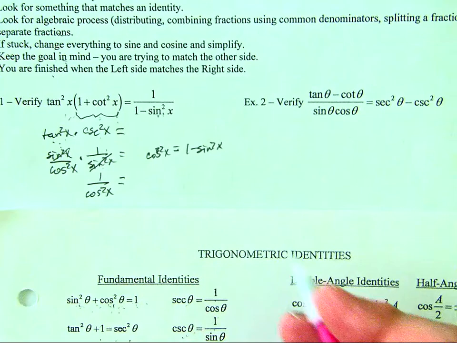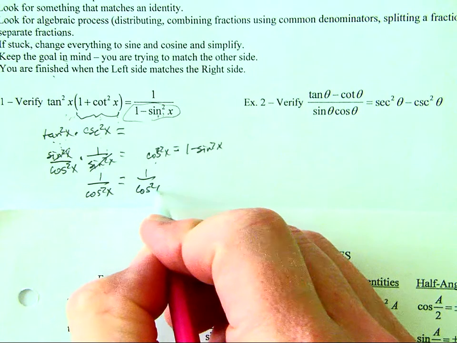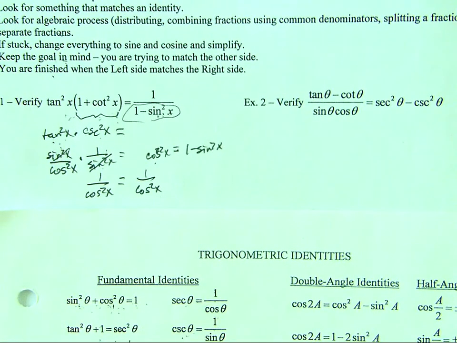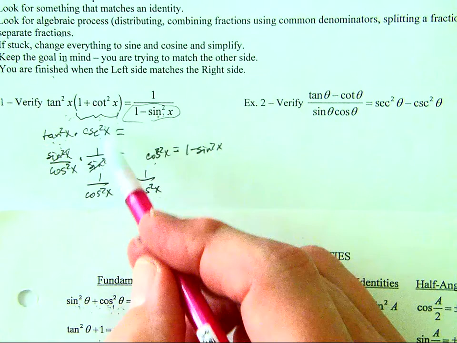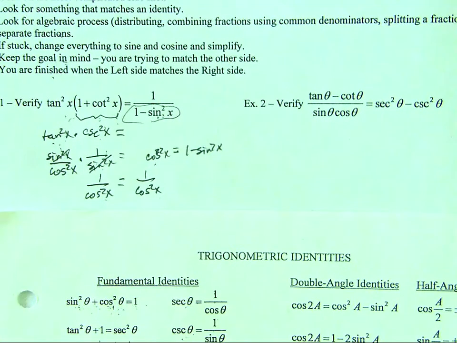Well, now let's take that 1 minus sine squared and change it to cosine squared. Now notice the left side and the right side match. We're done. We verified it. So essentially we did 1, 2, 3, 4 steps and got done.